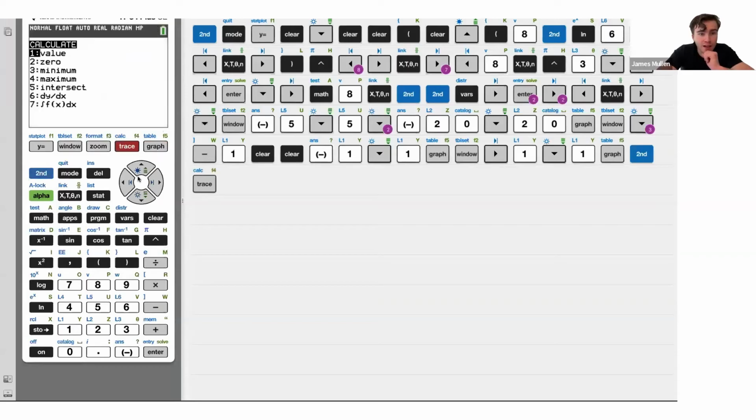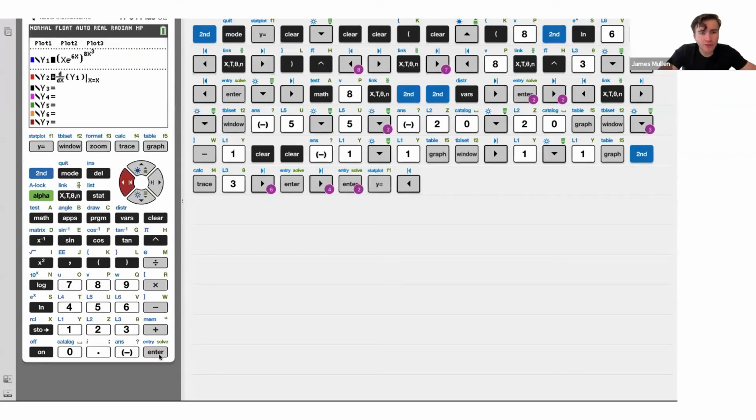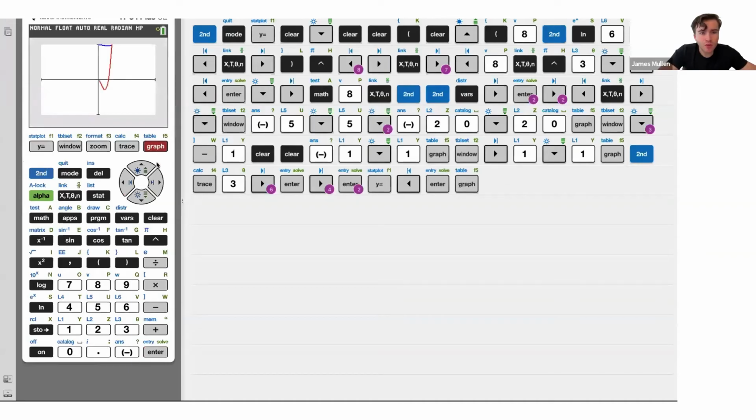So now I go second, calc. There's a minimum there, so let's go find the minimum. Let's put in our left bound here, our right bound here, and we'll run it, and we'll find x is equal to 0.1118, or 0.112 when we round it. So 0.112. Now to find the y coordinate, what I should have done actually is graphed this at the same time, because then I could have gone to the minimum.